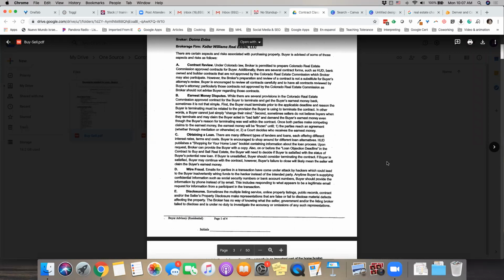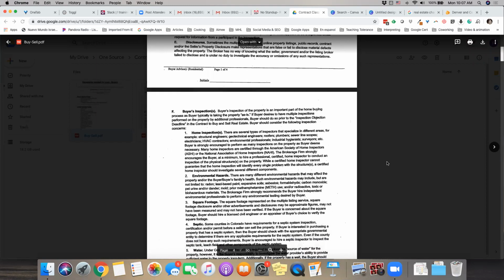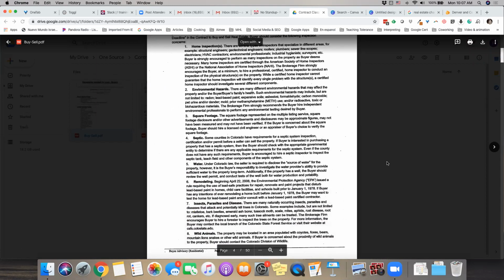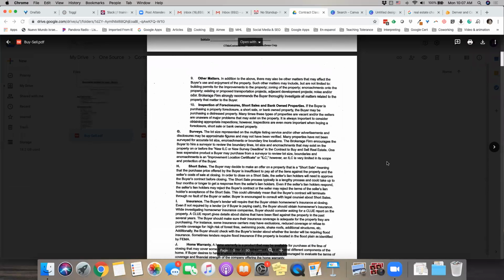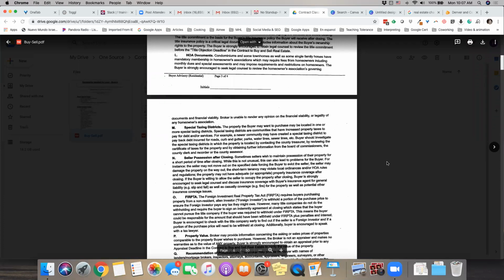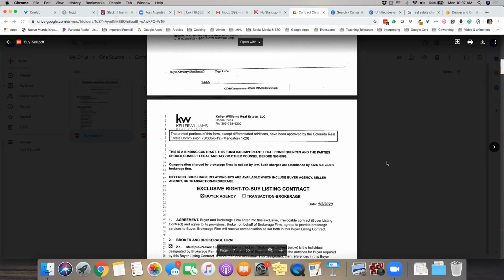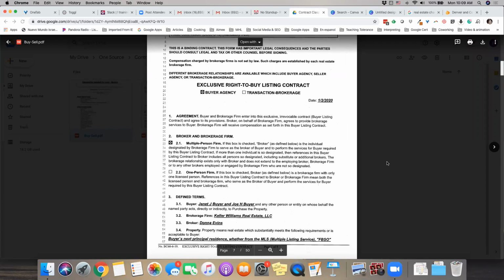These are the three documents. Well, the third document is the buyer agency document, exclusive right to buy listing agreement or contract. Okay, this document, you always check the first box. Hopefully you're not representing too many people as a transaction broker. It's a rare thing these days.